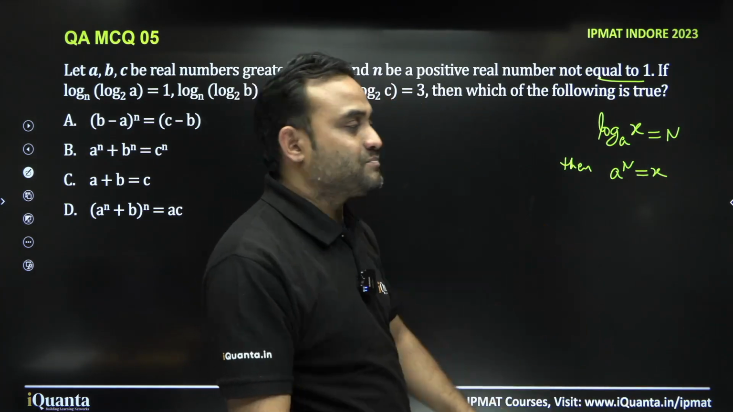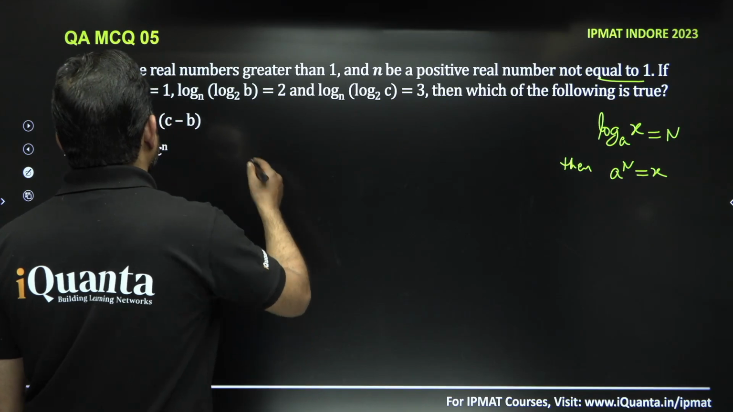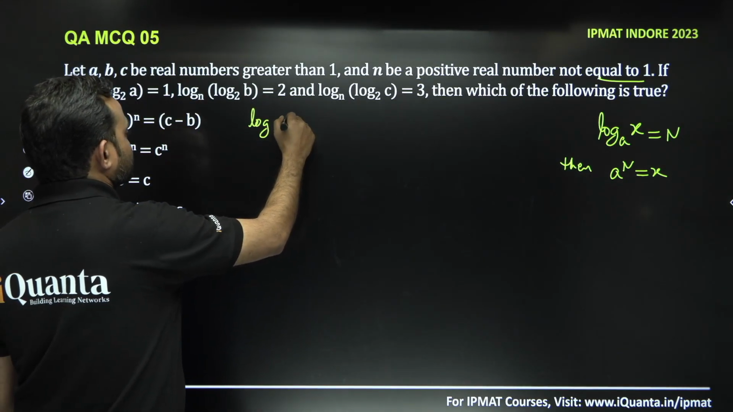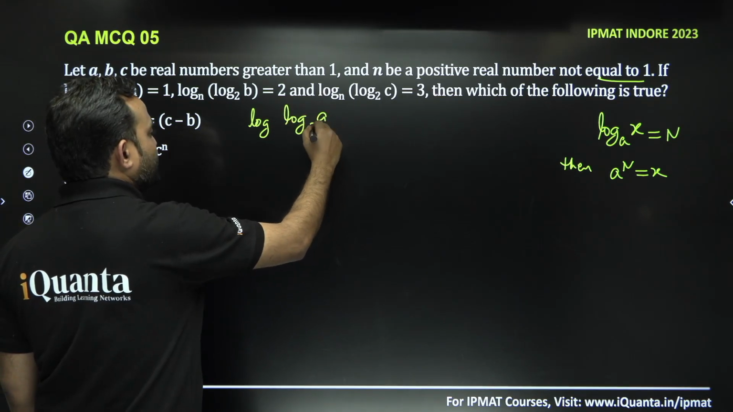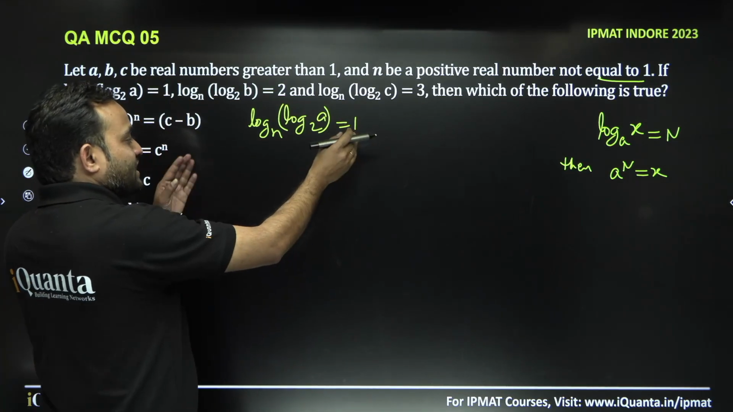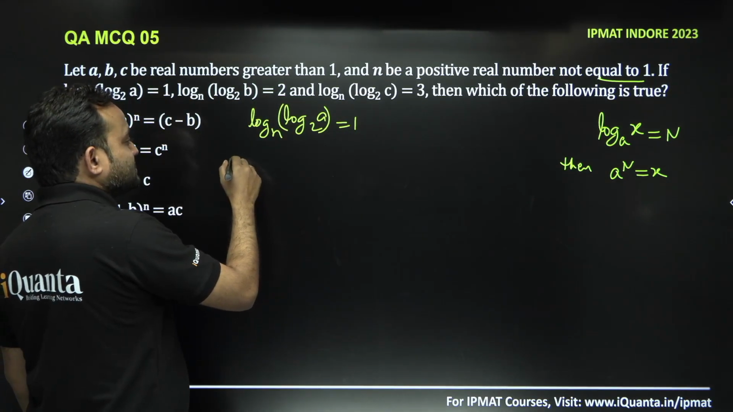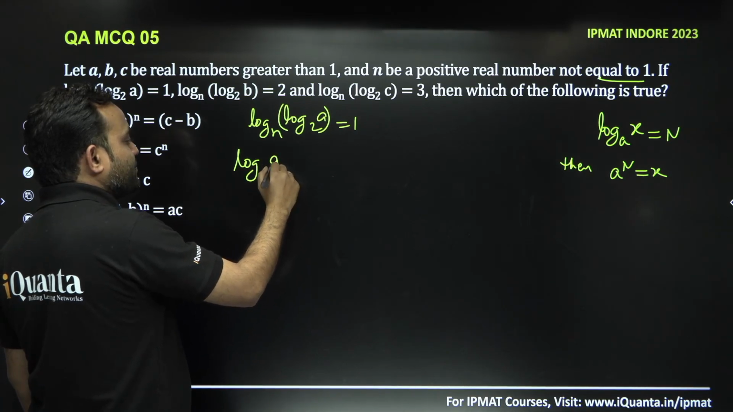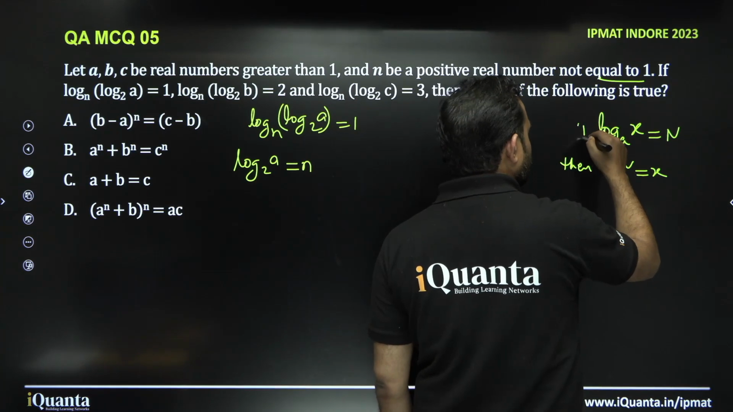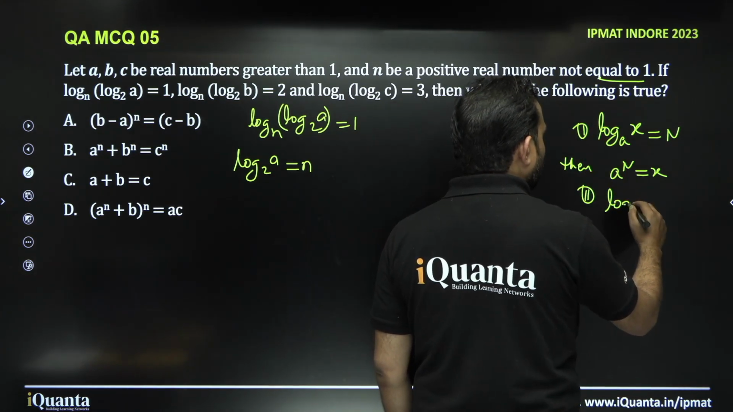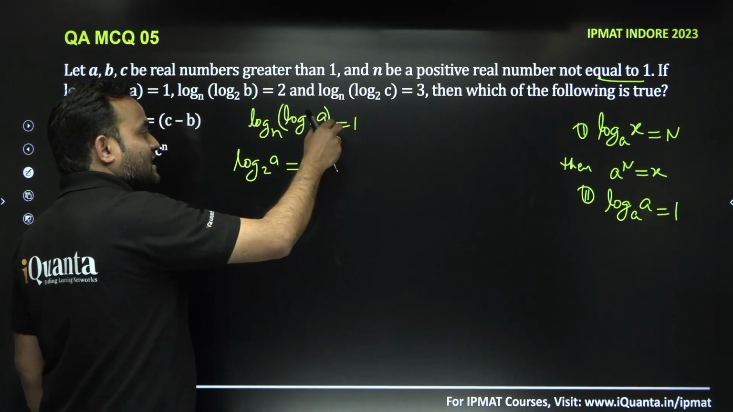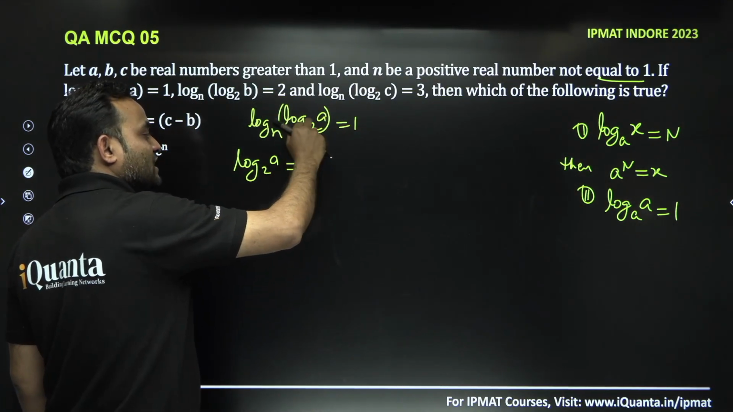Just interchange the places. If we use this, what will happen? We can say that log of log a base 2 to the base n is equal to 1. So from there, if I exchange the position, can I say that log a base 2 will be equal to n? Because there is also one more property that you can use here, that log a to the base a is equal to 1. So if this value is 1, that means this value should be equal to the base. So this value is equal to n.